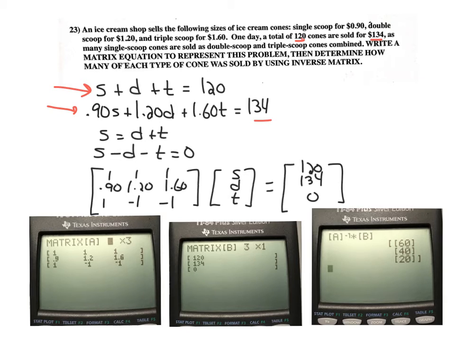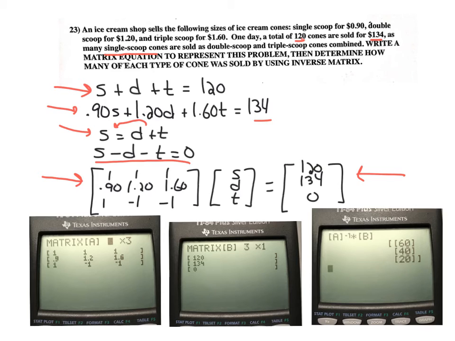Now, the third equation is the last part of the sentence. As many single scoops are sold as double and triple combined, which means the single is going to equal the double and the triples combined. So to make all the variables on the same side, I moved the D and T over to the other side, so I'd have this equation right there. So those are my three equations, which means my matrix equation is going to look like this. It's going to have your coefficients, then your variables, and then your constants on the other side.